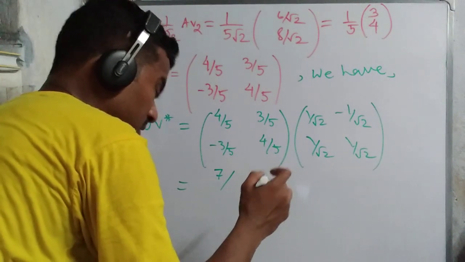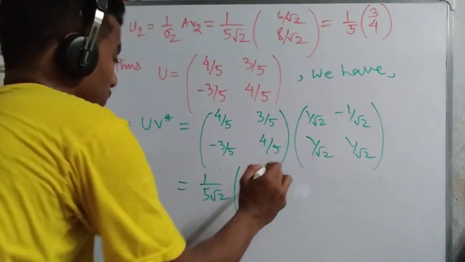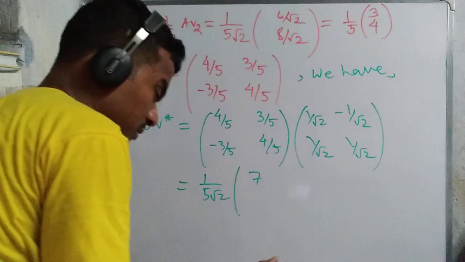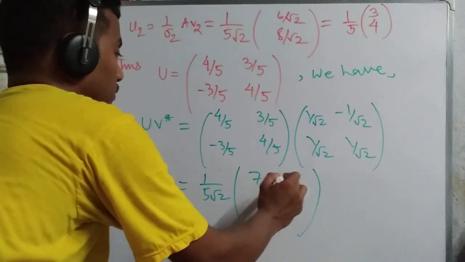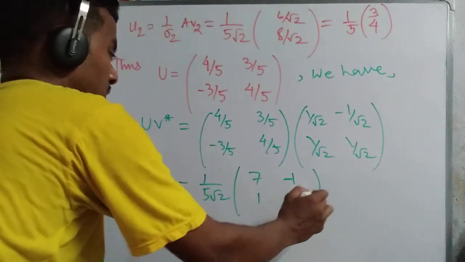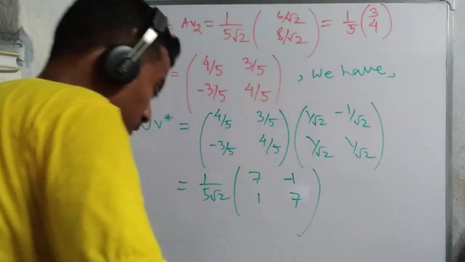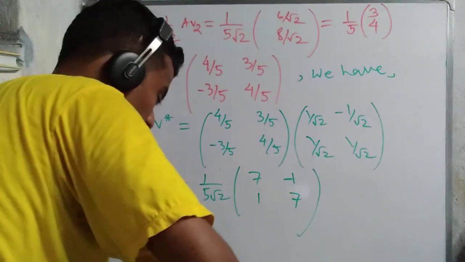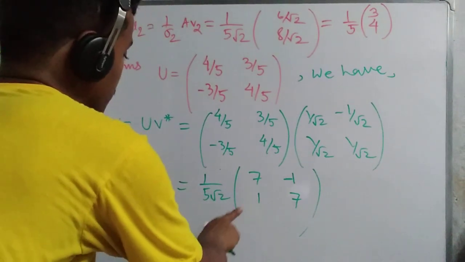Then 1 by 5 root 2 common, then here 7, and here minus 4 plus 3, that means minus 1, and then 3 plus 4, that means 7. So we get W equal to this one, U V star.